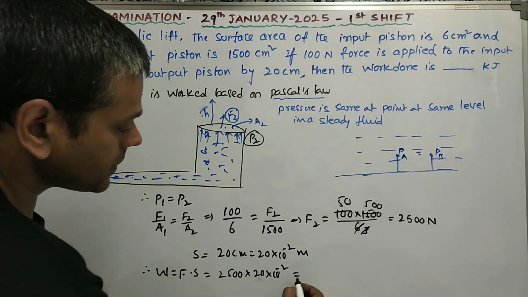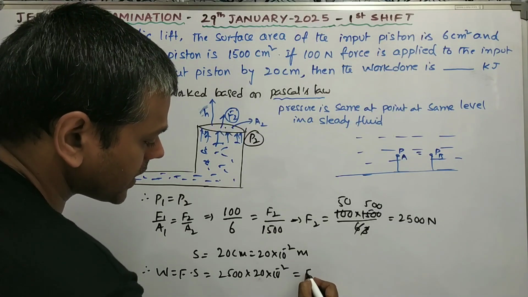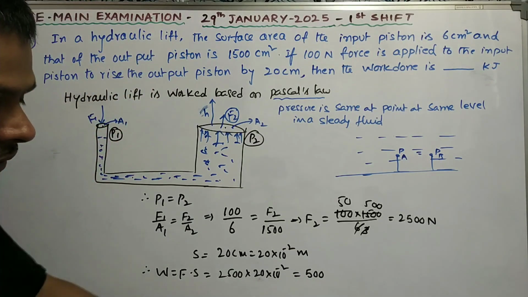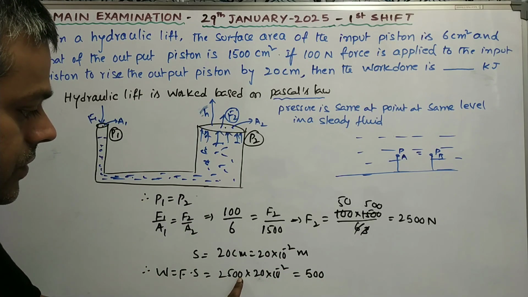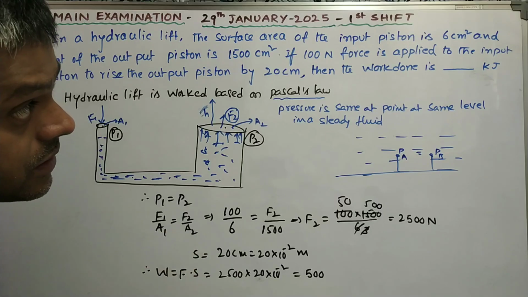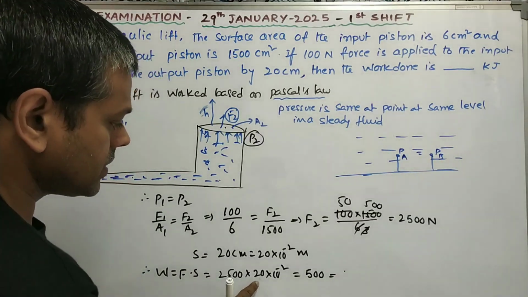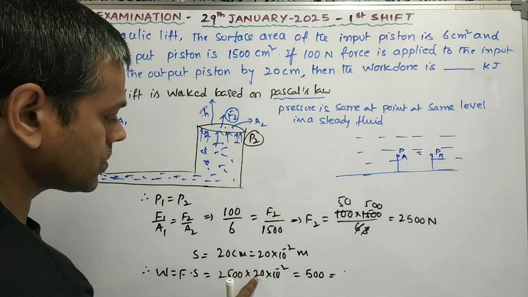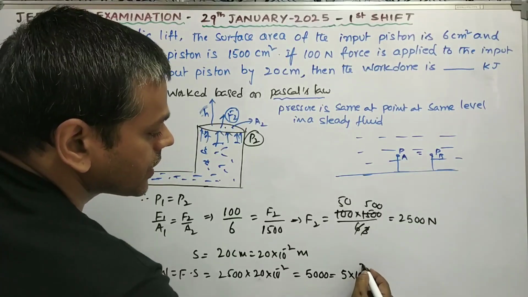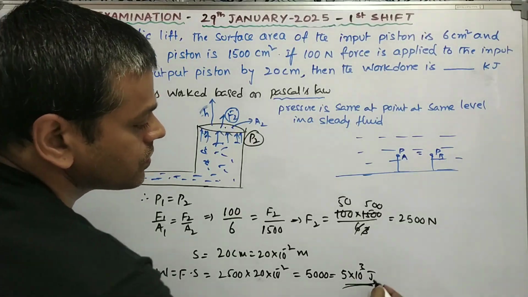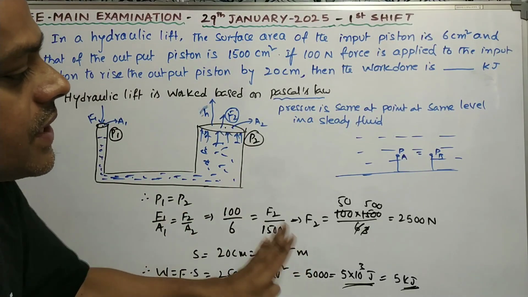So what is the answer? 2500 into 20 into 10 power minus 2 gives 5000, that means 5 into 10 cube joule, which is equal to 5 kilojoule. This is the work done by this piston.